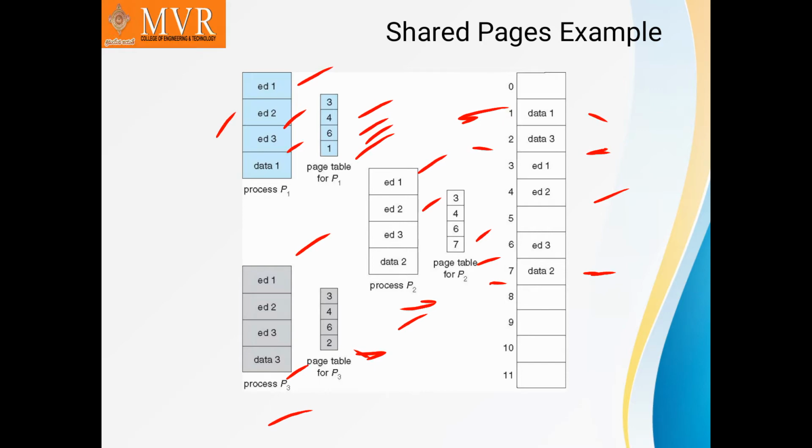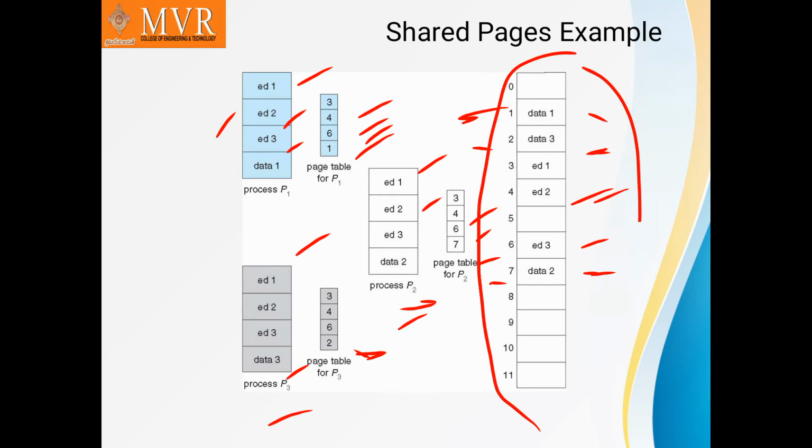Do you understand? And next, edition 1, edition 2 and edition 3 are all filled in 3, 4, 6. Check here: process 1 has edition 1, 2, 3 in 3, 4, 6. Process 2 has edition 1, 2, 3 in 3, 4, 6. And process 3 has edition 1, 2, 3 in 3, 4, 6. So in physical memory, 3 is edition 1, 4 is edition 2 and 6 is edition 3. All the data will be filled in this physical memory by using shared pages.